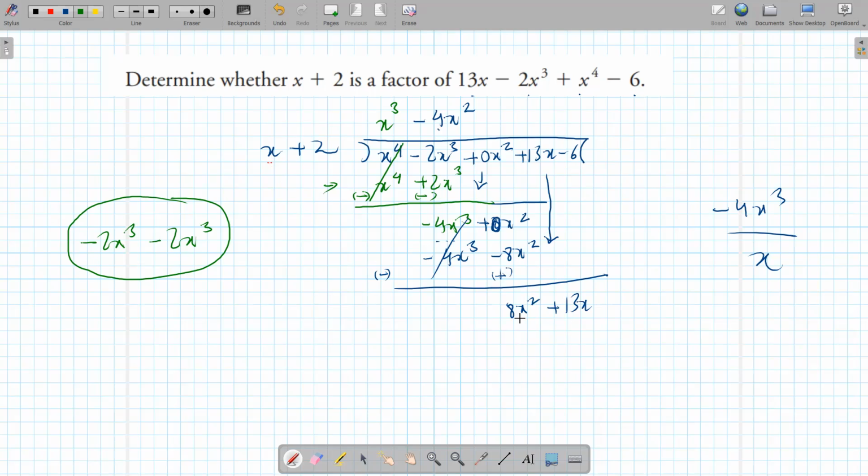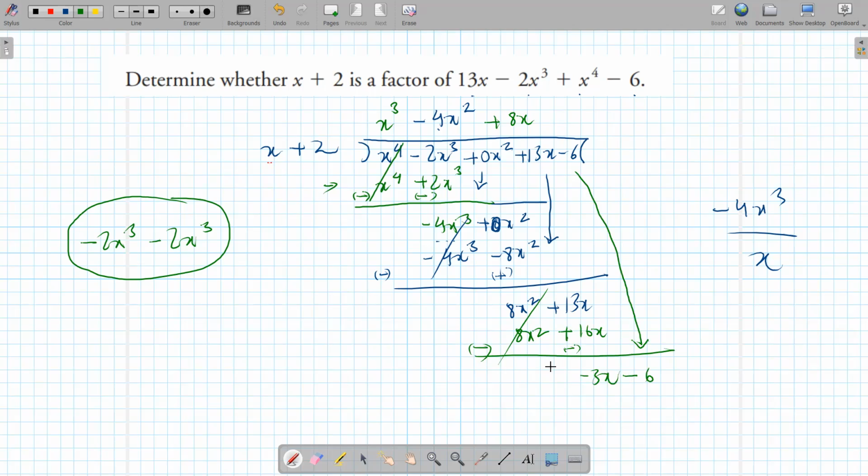Eight x. That is absolutely right. And then again, 8x times x is 8x squared. 8x times 2 is 16x, right? Subtracted, this cancels out. 13x minus 16x is negative 3x. And then we finally bring the last guy down, negative 6.